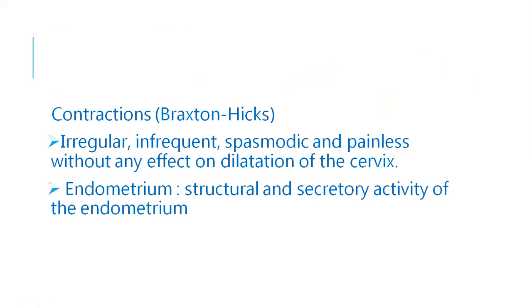And these are the false contractions or false pains, called Braxton Hicks contractions. These are irregular, infrequent, spasmodic and painless, without effect on the dilatation of the cervix. What happens to the endometrium? The secretory activity of the endometrium increases.